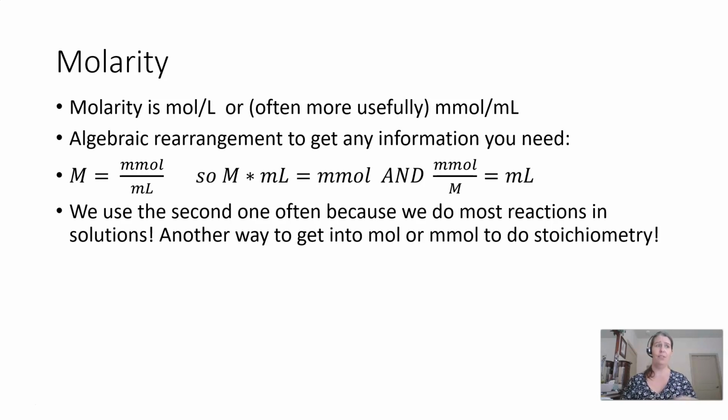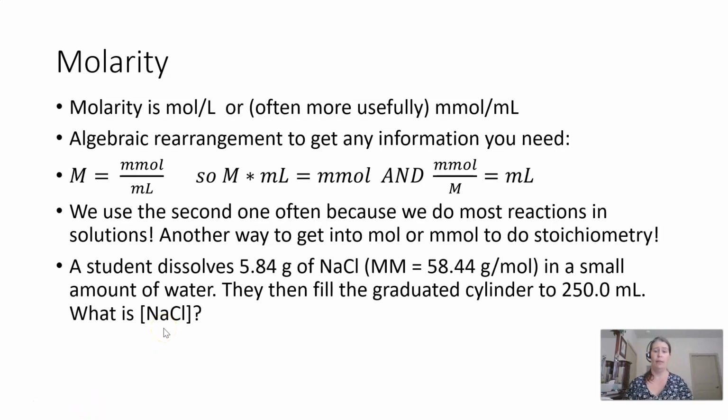And we do use the second one a lot because we do most reactions in solution. And that means we can't just get a mass of a solution because most of the mass is water, not a chemical. So we use molarity times volume to get into moles or millimoles so that we can use that in stoichiometry. So here's a little example problem.